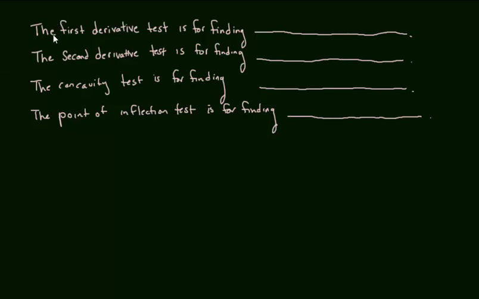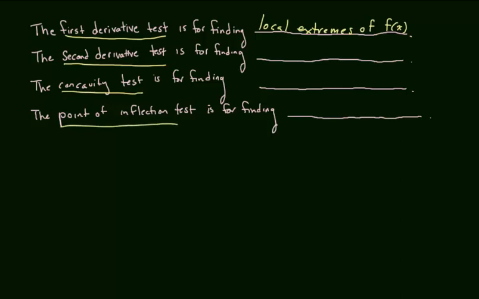In the last lesson, we discussed that the first derivative test is for finding local extremes, local max, local mins of the function f of x. In this lesson, we are going to discuss the second derivative test, the concavity test, and the point of inflection test. All three of these involve the second derivative.